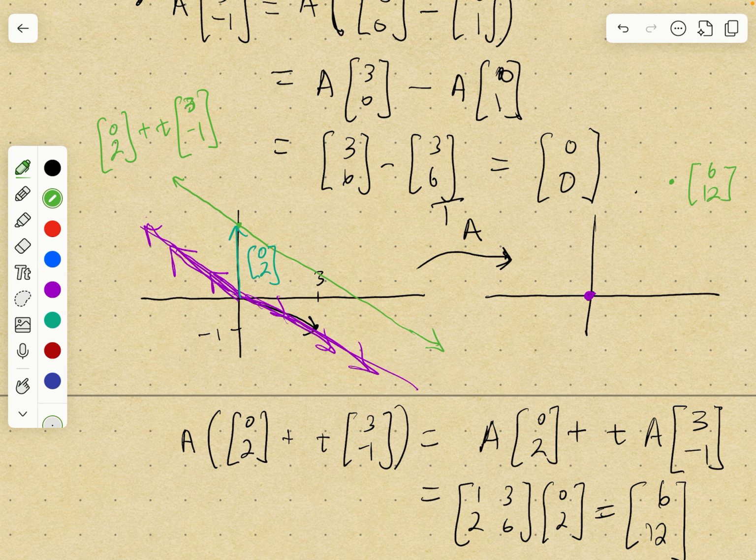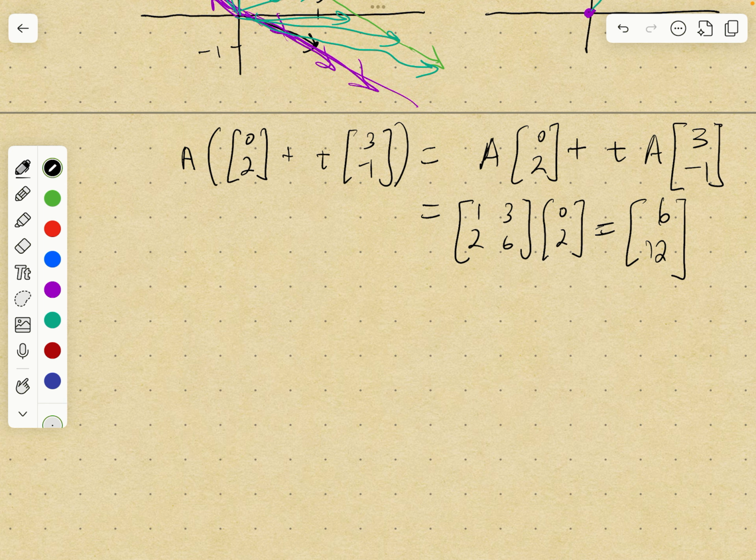Okay? So this is an example of a line in the domain, in some sense, collapsing to a point. All the vectors on this line, all these vectors from the origin out to the line, A is going to map all of these vectors to the single vector (6, 12). Okay, so that's lines. That's where linear transformations map lines. They will map lines to lines or to a single point.